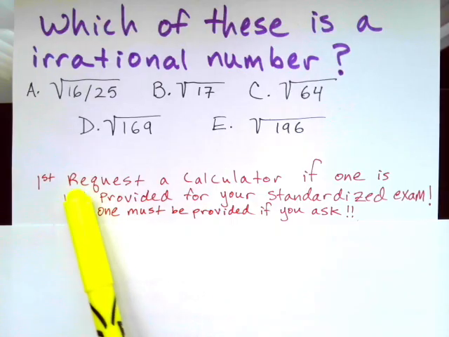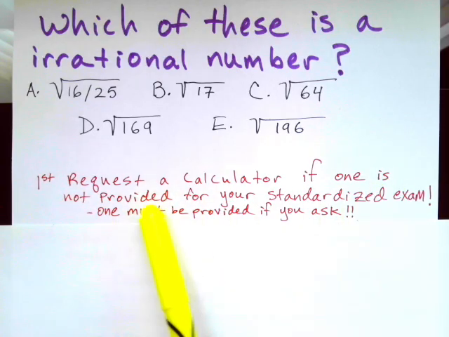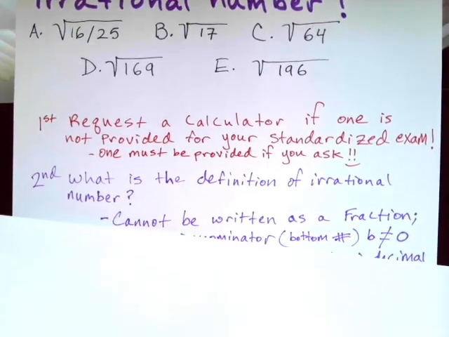One of the first things you should do is request a calculator if one is not provided for you in your standardized exam. One must be provided if you ask. And if you're really lucky, you can get a scientific calculator issued to you, which would help.